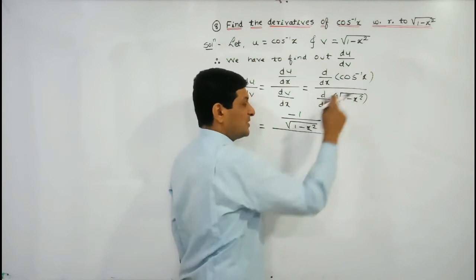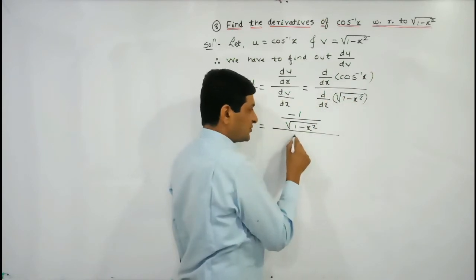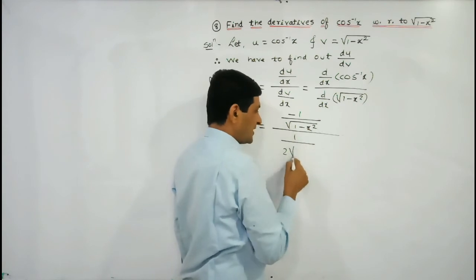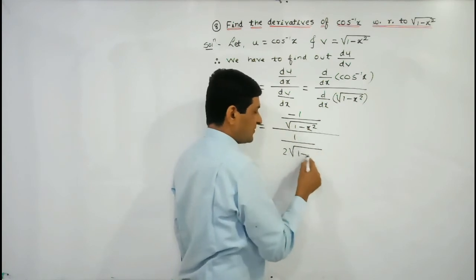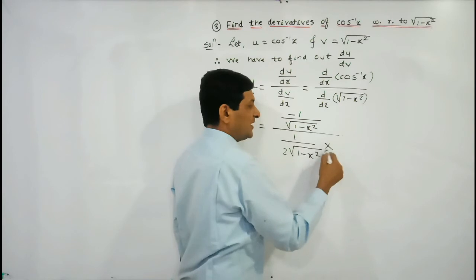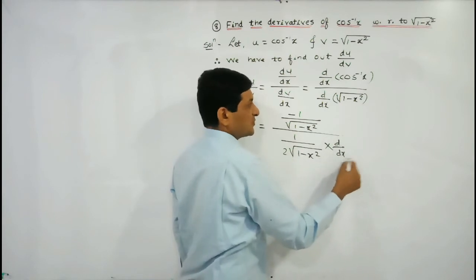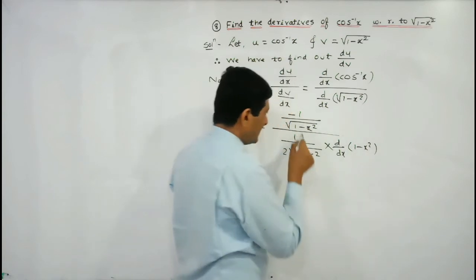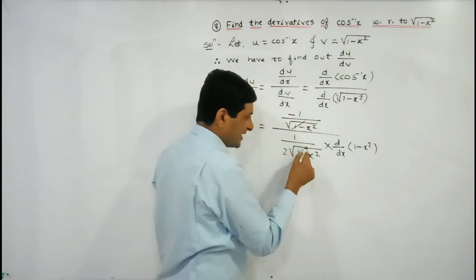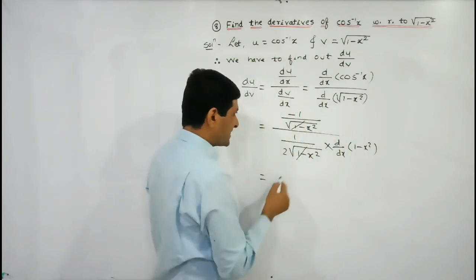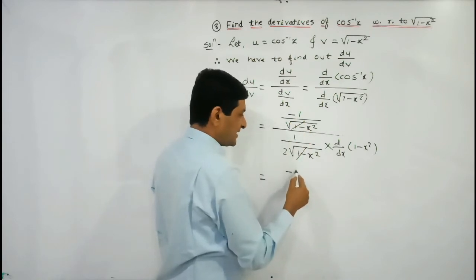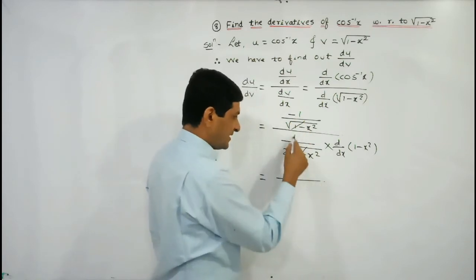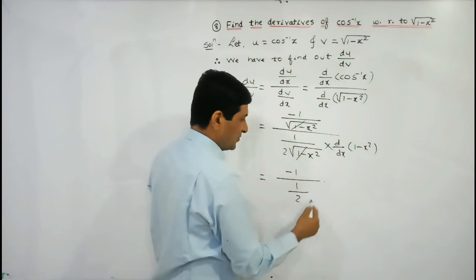In the denominator we are finding derivative of under root 1 minus x square, which is in the form of under root f of x. So its derivative is 1 upon 2 under root f of x. F of x means 1 minus x square into derivative of f of x. What is f of x? 1 minus x square. So here under root 1 minus x square and under root 1 minus x square will get cancelled. Remaining term in the numerator is minus 1 and in the denominator 1 upon 2 into.